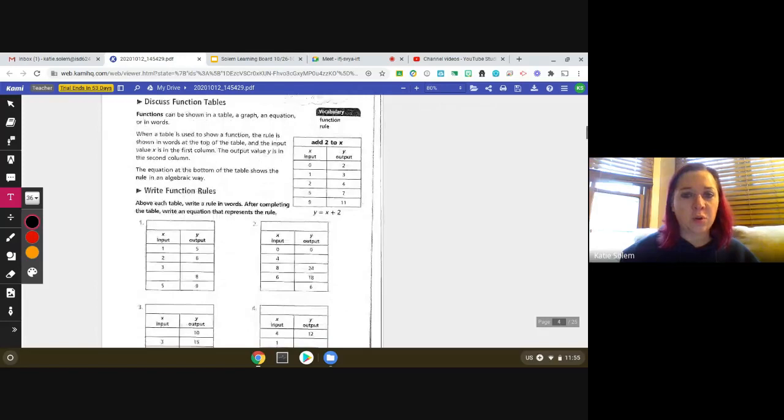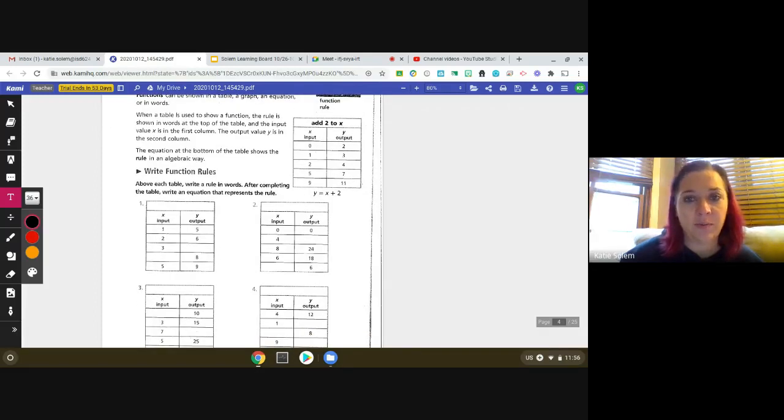One final page, and I'll go through some of this together. It says functions can be shown in a table, a graph, an equation, or in words. When a table is used to show a function, the rule is shown in words at the top of the table, and the input value x is in the first column. The output value y is in the second column. That's a fancy way of saying that this first box is the in box and the second box is the out box. And they just labeled it with X and Y to show how we can use algebra.